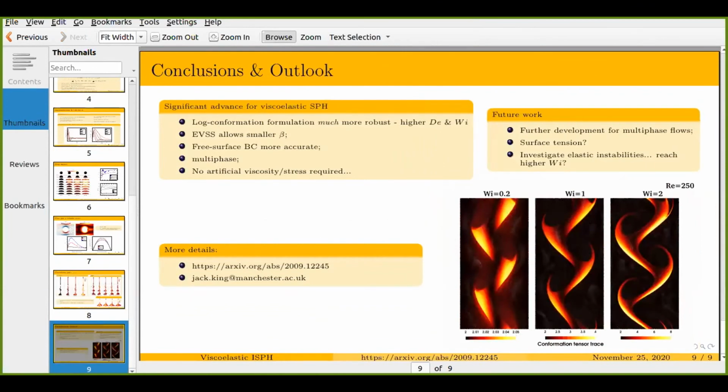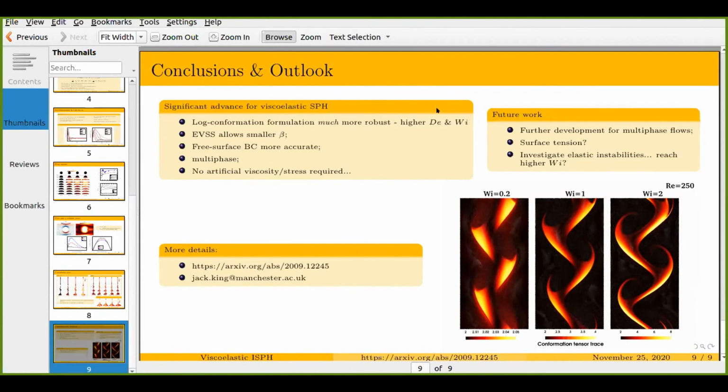So just to conclude, we've implemented two new techniques, or they're new to SPH, the log conformation formulation and an elastoviscous stress splitting scheme. And these give us a much more robust viscoelastic SPH model. We've got new free surface boundary conditions, and the code works for multi-phase flow. So this is just an example of an instability, Kelvin-Helmholtz instability for different Weissenberg numbers. And I think the key thing is that with this formulation, we don't require any artificial viscosity or any sort of numerical tricks to stabilize the method.